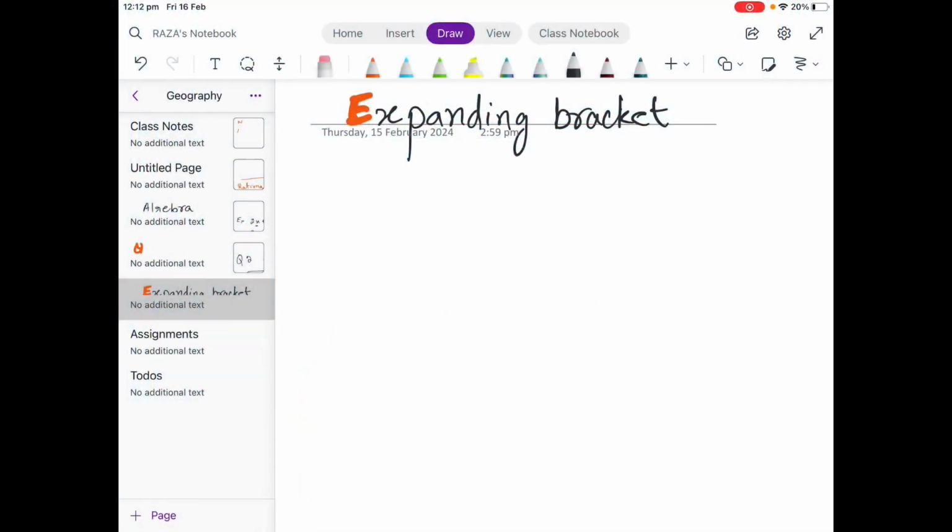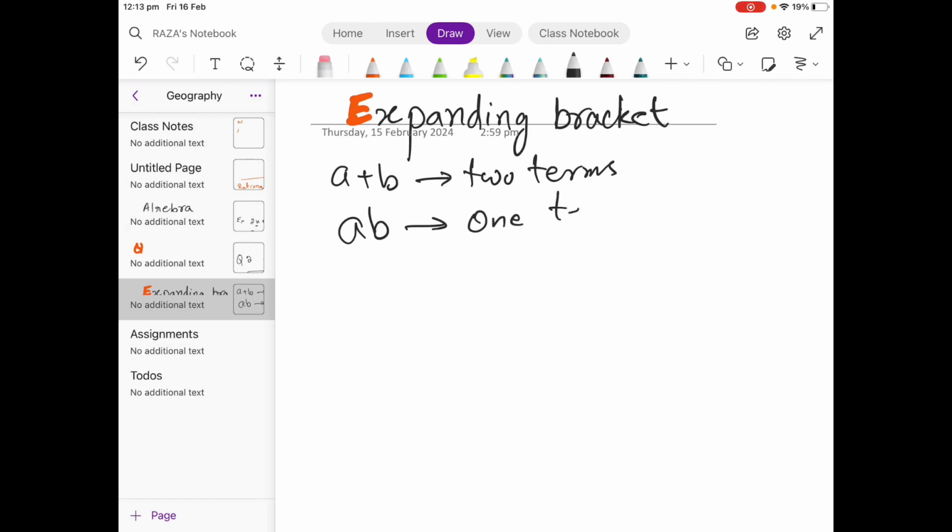Before we talk about expanding brackets, let's talk first about terms. In this expression, a plus b, we have two terms. When we have a and b and there's no sign between a and b, it's considered as one term.